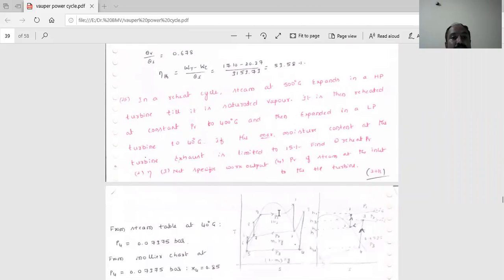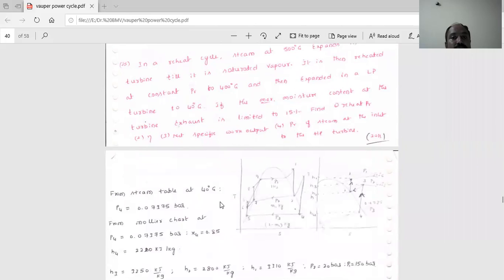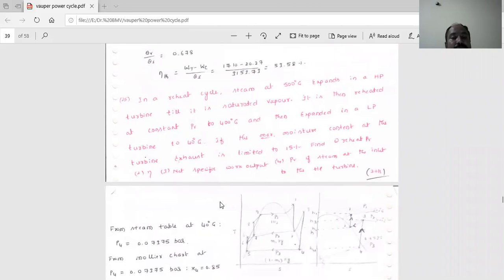Okay, this is another very important problem. Here you can observe the difference between the last problem and this problem. In a reheat cycle, steam at 500 degrees centigrade expands in the high pressure turbine till it is saturated vapor. It is then reheated at constant pressure to 400 degrees centigrade and then expanded in the low pressure turbine to 40 degrees centigrade. If the maximum moisture content at the turbine exhaust is limited to 15%, find the reheat pressure, efficiency, net specific work output, and pressure of steam at the inlet to the high pressure turbine.